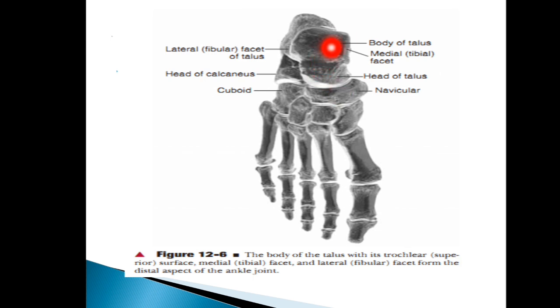We can see this is the body of the talus. Here we have the medial facet, here is the lateral facet, the head of the calcaneum, the head of the navicular and the cuboid.